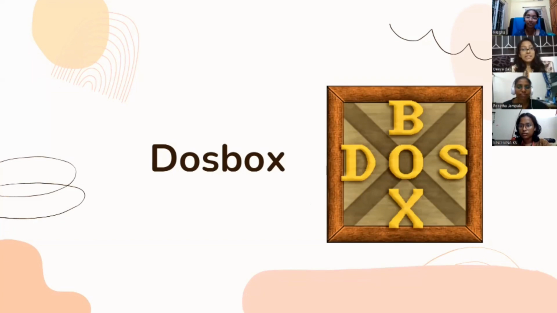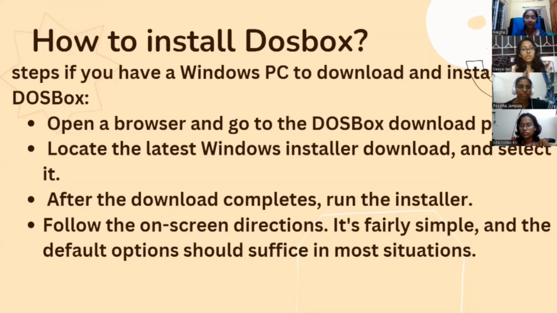So this is a simple presentation on 8086 microprocessor using DOSBox. So let's start with how to install DOSBox. The steps are, first open the browser and go to DOSBox download. If you are downloading for Windows, locate the Windows installer and select it.